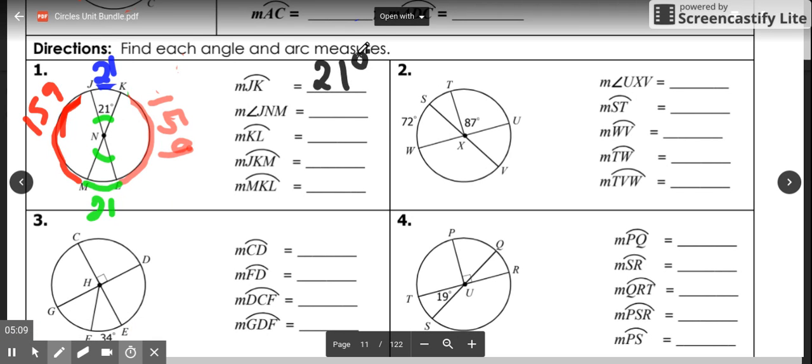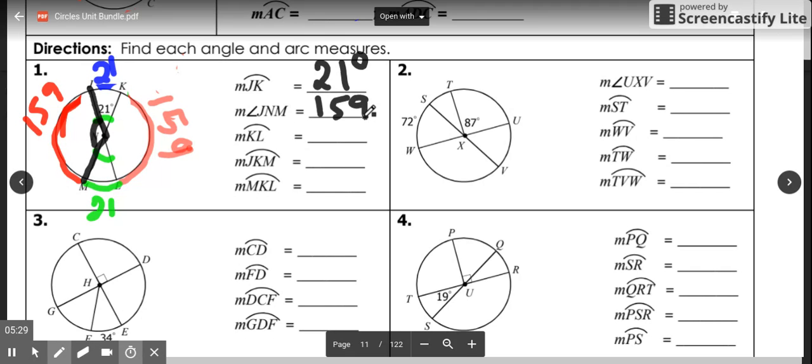Now notice the next one wants the measure of angle JNM. That's on the inside. So we're going to trace JNM. So that's wanting this little piece here, which would be the same as the red piece. So it's 159. Then we need the measure of KL.